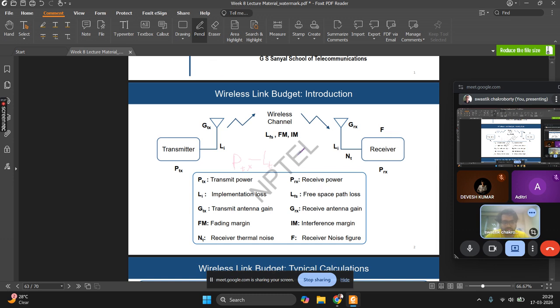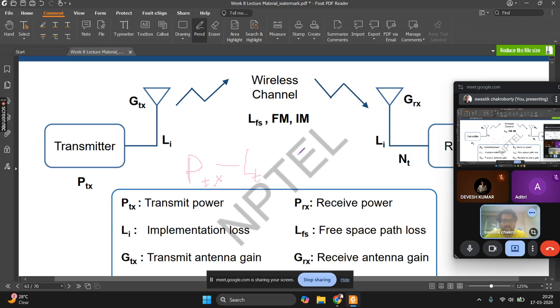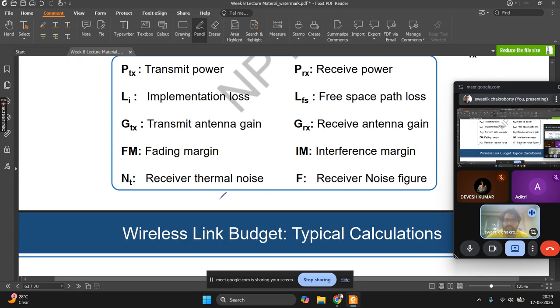Now, these are all in dBs. Okay, there will be a GT, power gain, because of the antenna. Now you will have free space path loss, LFS. What is free space path loss? Free space path loss is given as lambda by 4 pi d, whole square.